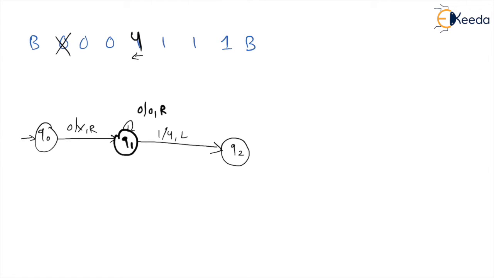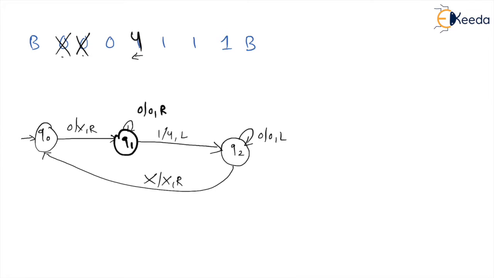So in q2, as of now I am getting a 0. I keep the 0 as it is and move to the left till I get the first x. The moment I get the first x, I say keep the x as x and move to the right to this particular state. Now in state q0, I get a 0, I make it as x, move to the right.